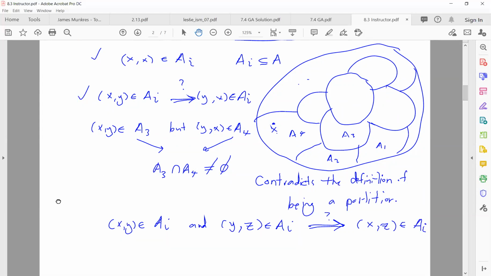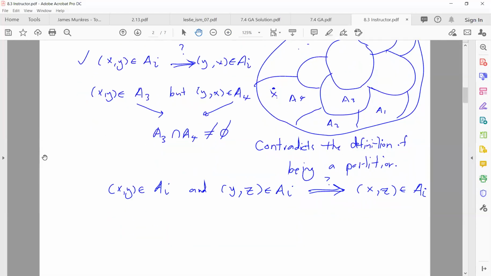Proof by contradiction. Suppose not. And x and z, for example, is in any other subset. So you can say that, hey, suppose x y is in A sub 3 and y z is in A sub 3, then x and z is in A sub 4, for example.